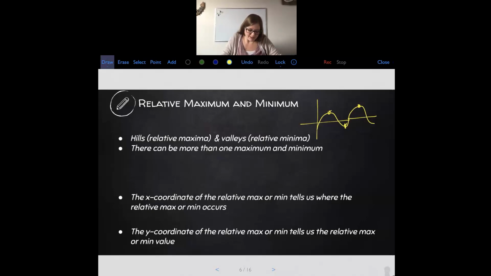Okay. Something to note is that the x-coordinate of the relative max or min tells us where the relative max or min occurs, and the y-coordinate of the relative max or min tells us the relative max or min value. So for instance, if we have an ordered pair here, let's just say this is (1, 3), it occurs when x equals 1, but the relative max value there is 3.